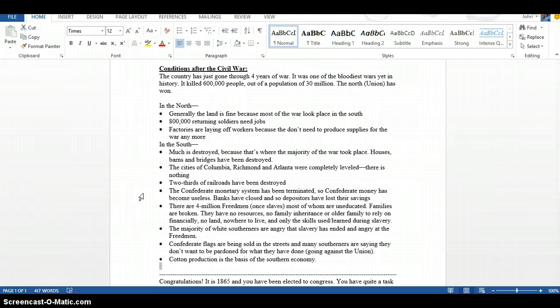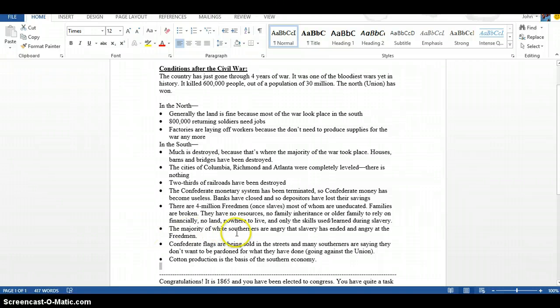They can't write, they can't read, which is why they were taken advantage of when we had the black codes that were put into place. And we'll talk about that once we get through this. Families are broken, no resources, no family inheritance, or older families to rely on financially, no land, nowhere to live, and only the skills that they learned or used when they were slaves.